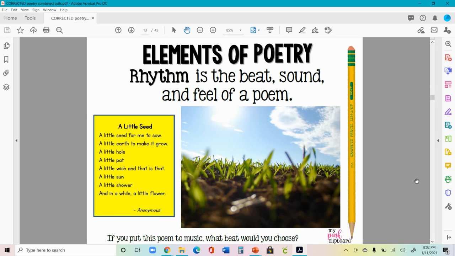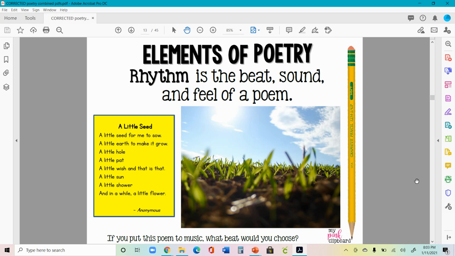Rhythm, this is the thing that you're most familiar with. Rhythm is the beat and sound and feel of a poem. Just like all of the music that you listen to, if you listen to the words, some of them may rhyme. Especially the way that the beat goes along with the music, it definitely helps you to roll those lyrics or the poem off your tongue a lot easier, and it also makes you a better reader.